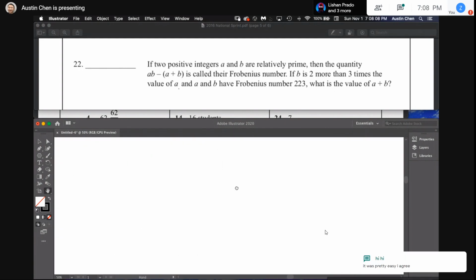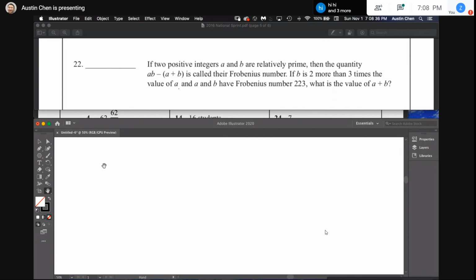Number 22. If two positive integers a and b are relatively prime, then the quantity a times b minus a plus b is called their Frobenius number. If b is 2 more than 3 times a, and a and b have Frobenius number 223, what is the value of a plus b?